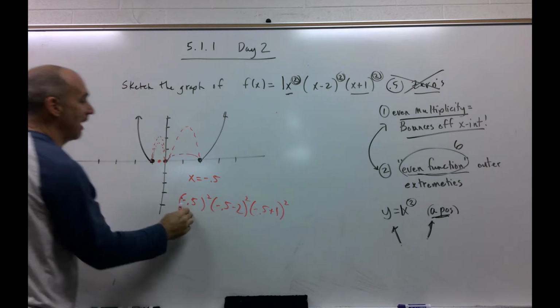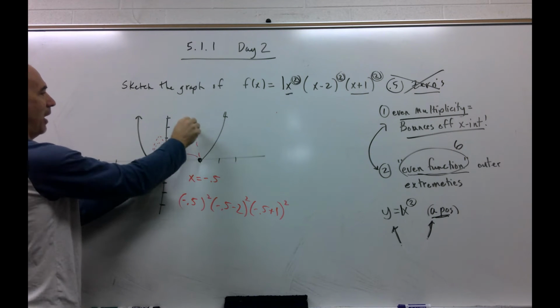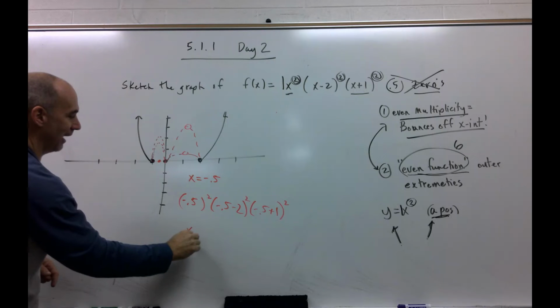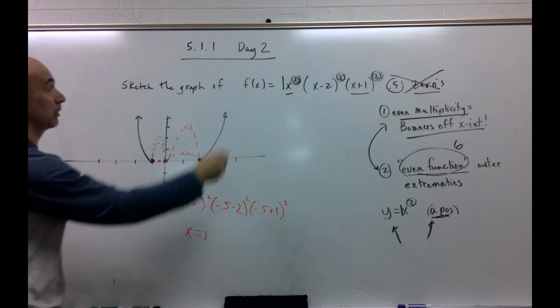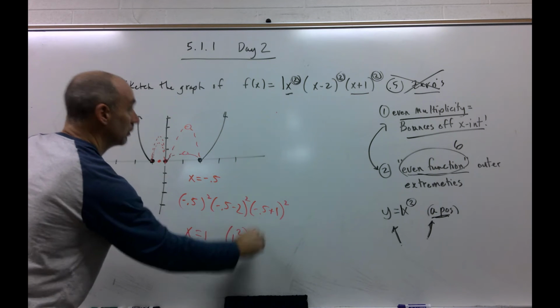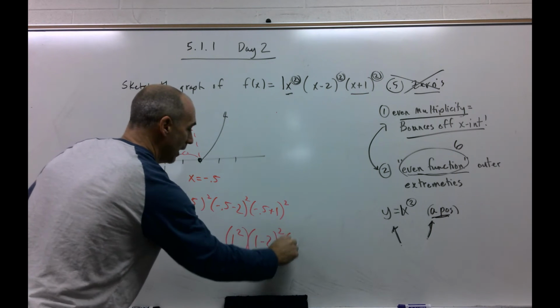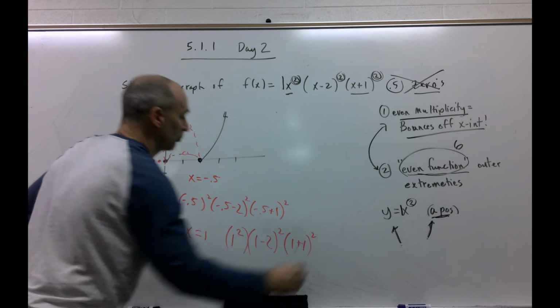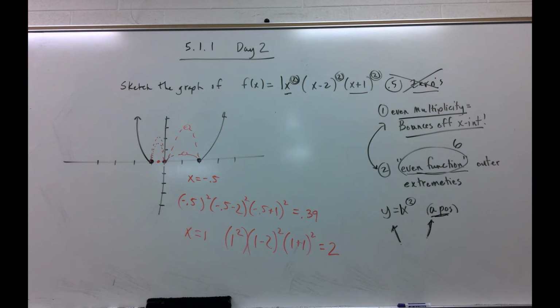Now I'm going to do the math in a minute. I'm not going to waste your time. I want to figure out how high this goes, so I'm going to let x equal the halfway point, which is 1. A lot easier to plug in. So I get 1 squared times 1 minus 2 squared, and then 1 plus 1 squared. Let me pause this a second. All right, so there is the math.